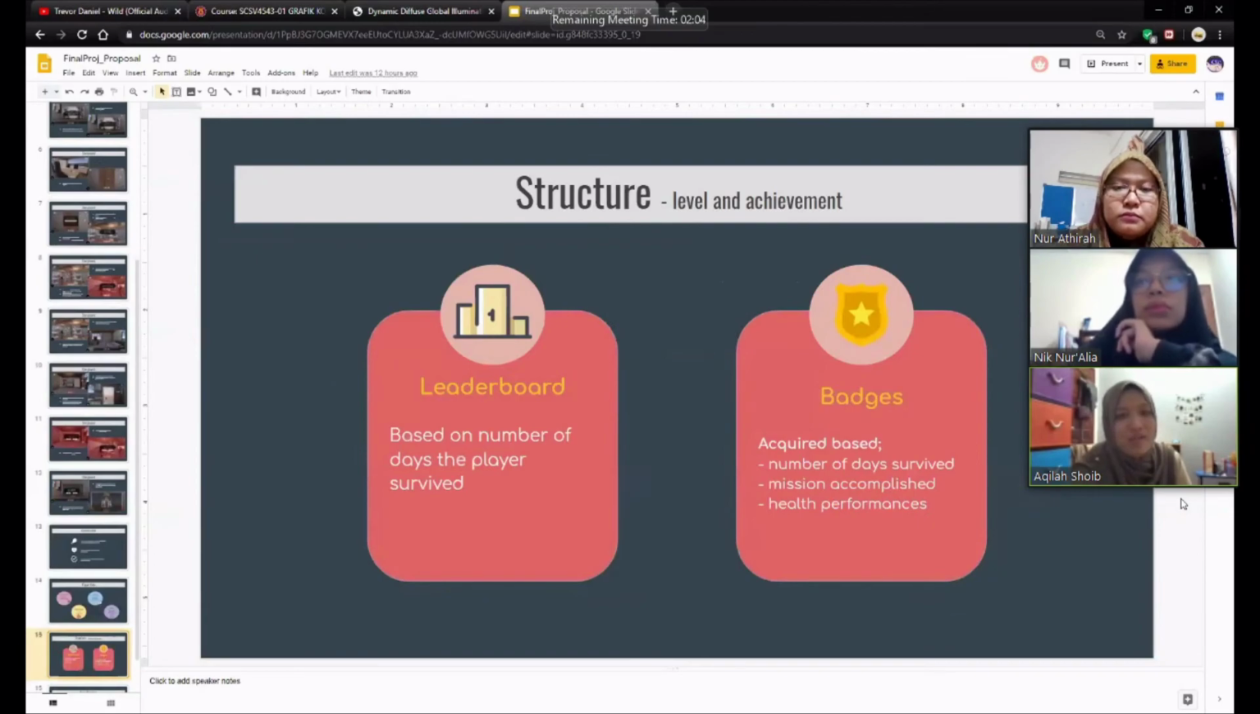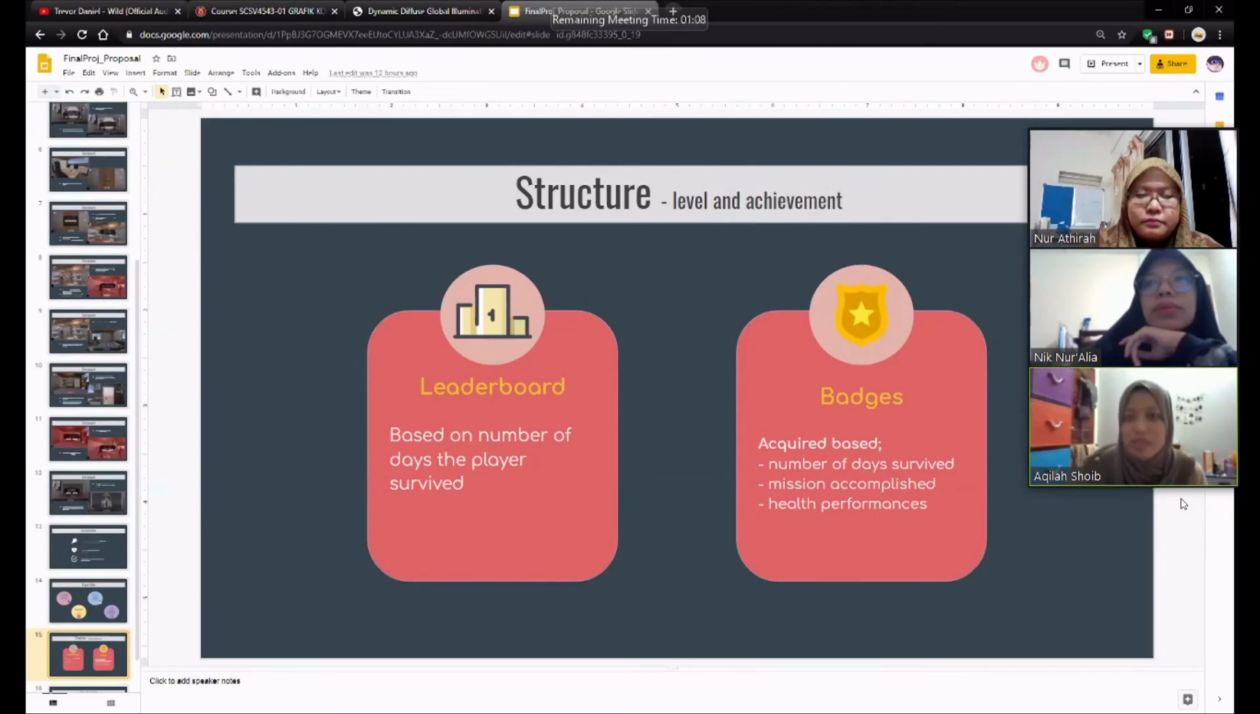The structure of this game is the leaderboard and badges. The leaderboard is based on the number of days that the player survive. And to acquire the badges, the rule is based on the number of players survive and based on the mission accomplished and the health performance of the player.